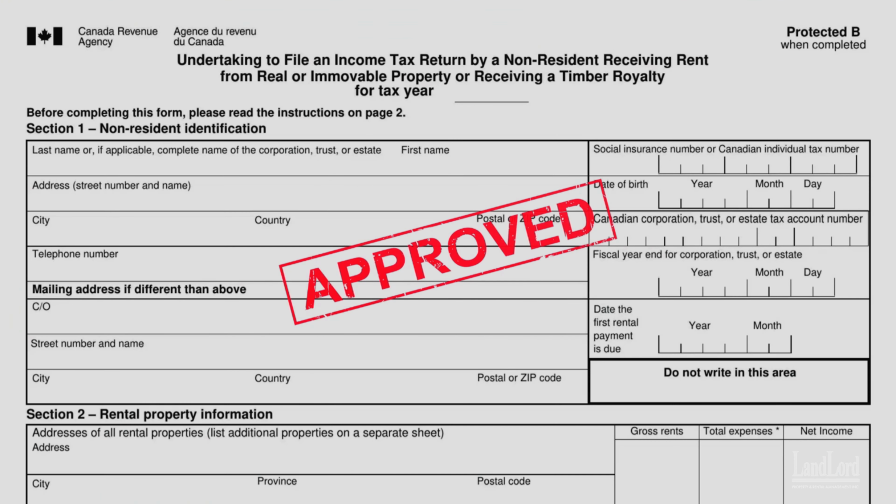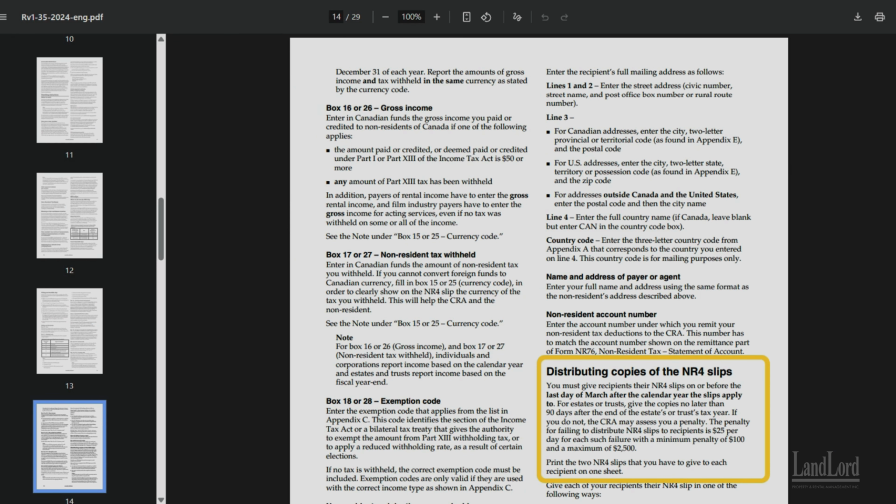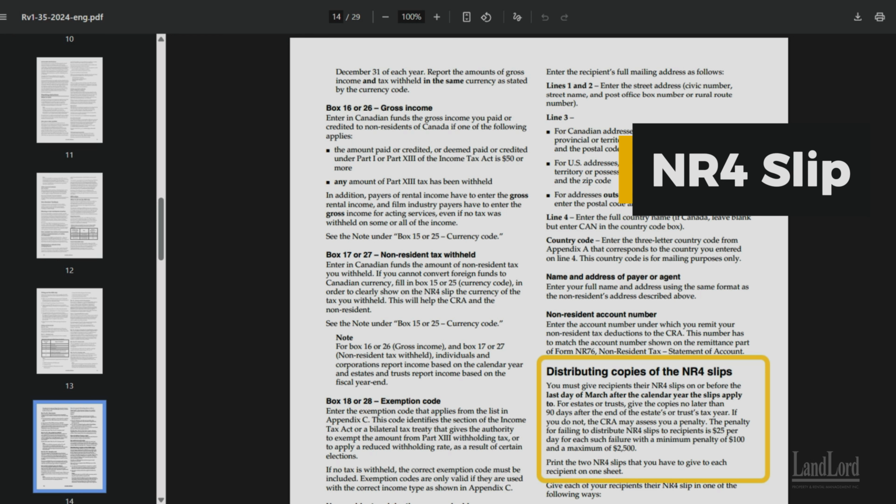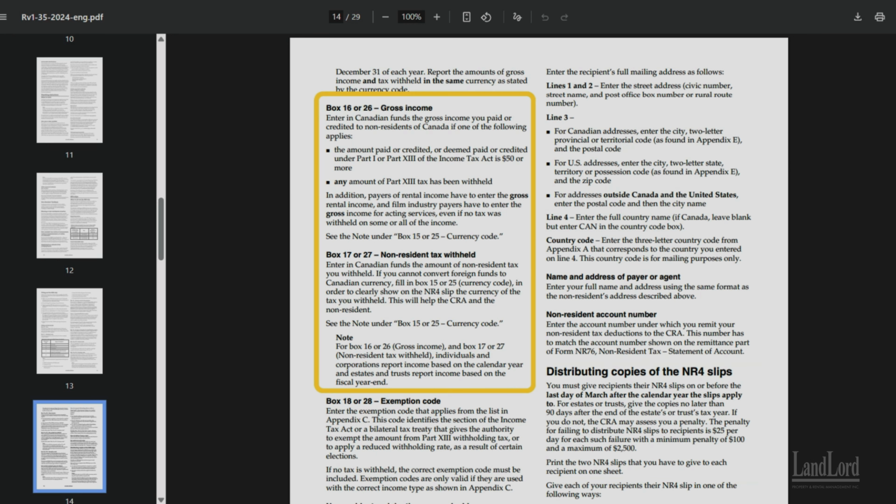Once an approved NR6 is in place, your Canadian agent will collect the rent, subtract eligible monthly expenses, calculate the net amount, and send the 25% of the net to the CRA, and they must do that by the 15th of the following month. At the end of the year, your agent will issue an NR4 slip, which shows how much rent was collected and how much tax was withheld. You use that NR4 slip when filing your Section 216 return.